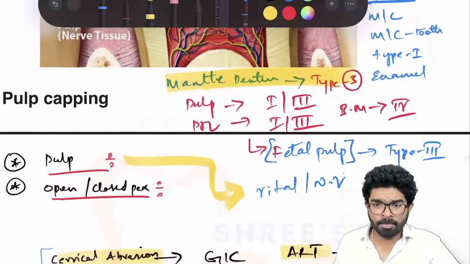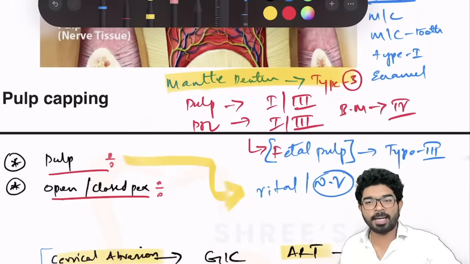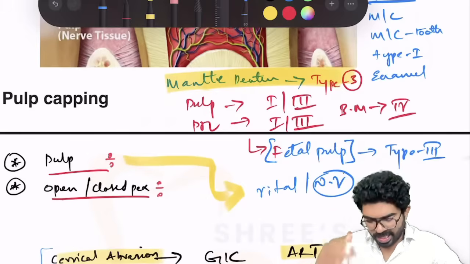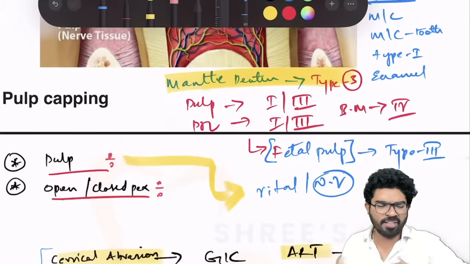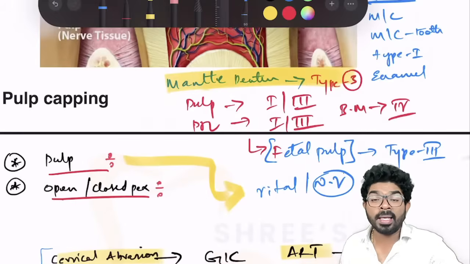Vitality or non-vitality can be known by the description that is being given. The tooth does not respond to heat test. The tooth does not respond to cold test. The tooth does not respond on EPT. EPT is very frequently asked. Tooth does not respond to EPT, non-vital.